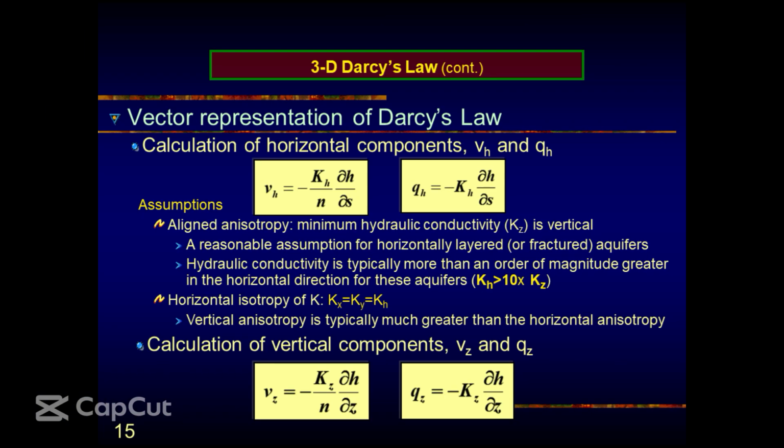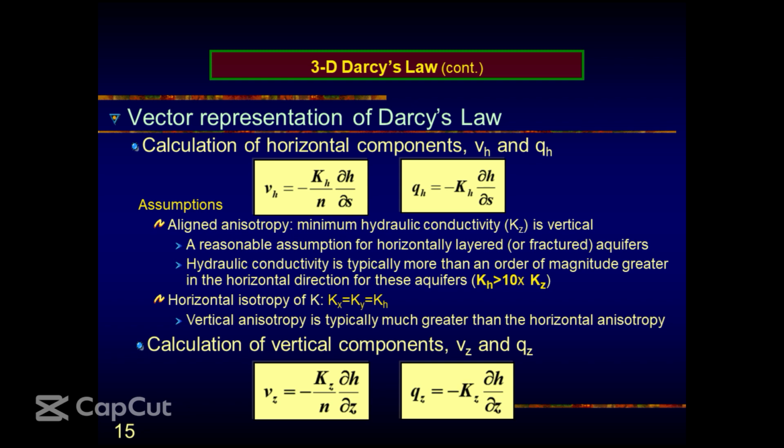Now, let's move on. Vector representation of Darcy's law: calculation of horizontal components, V_h, del h by del s. Here we are referring to the horizontal components. The importance of referring to the horizontal components will become clear in the next few slides when we will be talking about transmissivity or transmissibility.